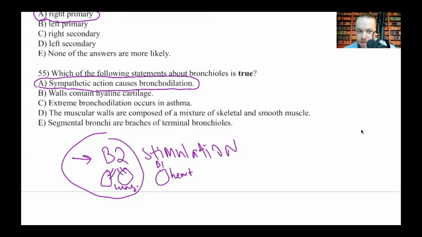You guys are going to be masters of this, especially when you give your albuterol, when you give your epi injection. Epi is sympathomimetic. Albuterol is as well. It acts on beta 2 and causes smooth muscle relaxation. You're going to have bronchodilation because of that, right? So which of these is true is choice A.